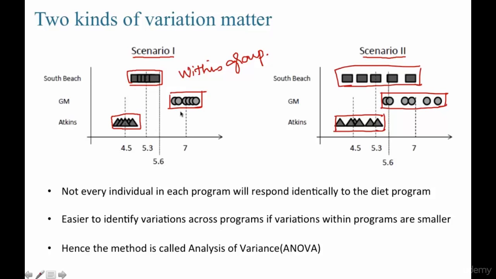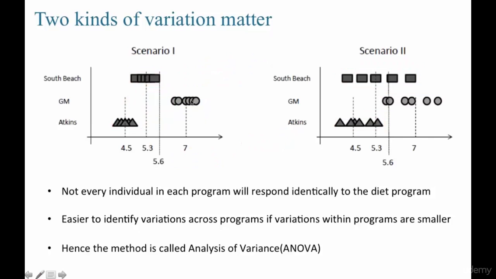And to differentiate between these 3 diet programs, the variation between the groups should be more. Only if the variation between groups is more would you effectively be able to differentiate the people assigned to these 3 different groups. However, here there is a lot of overlap, so you cannot differentiate the weight loss of a person assigned to Atkins from that of a person assigned to South Beach, or South Beach from GM. Hence, scenario 1 is a good scenario for us. And since we are also looking into variation alongside the average, you call this analysis of variance.